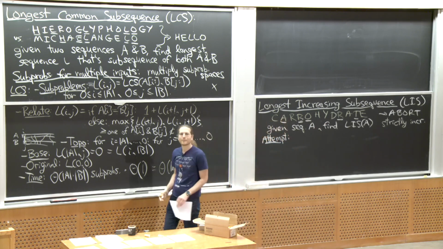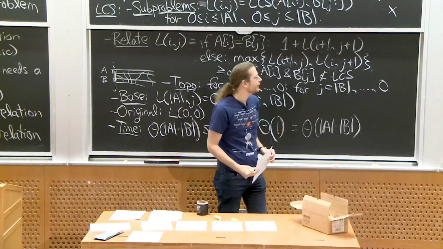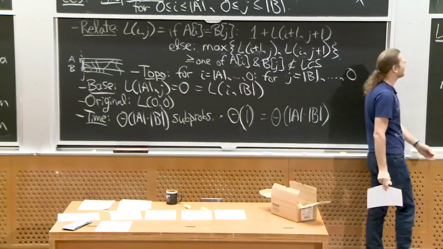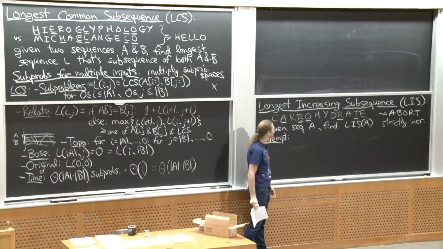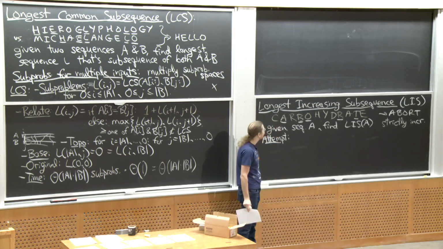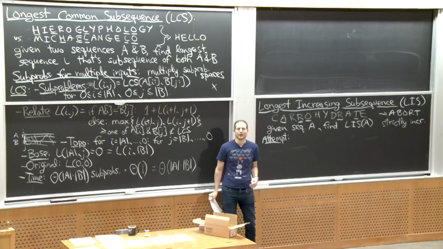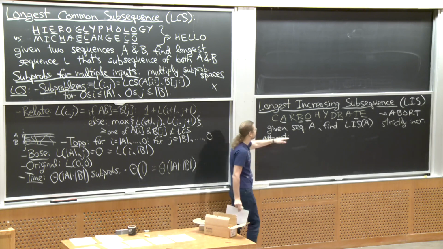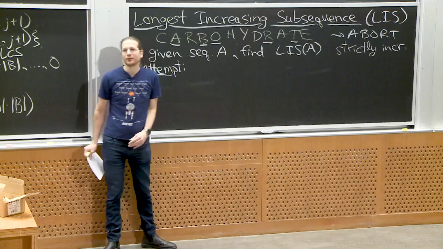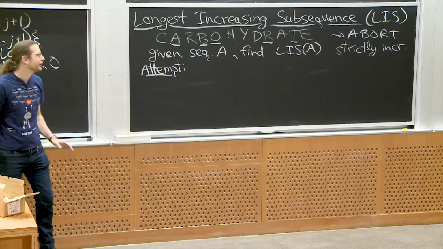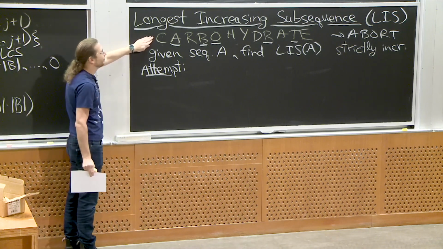Question. Isn't the answer to this problem always 26? So is the answer always at most 26? Yes, if you're dealing with English words. So when I say sequence here, this is a sequence of arbitrary integers, word size integers. So there you can have a ton of variety. This is just for the fun of examples.